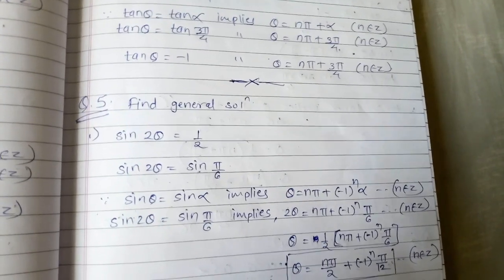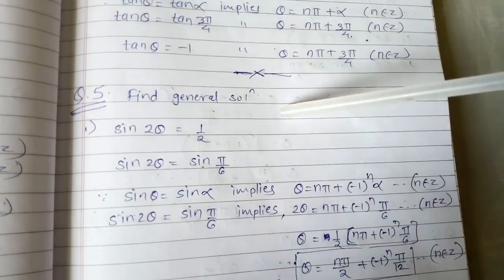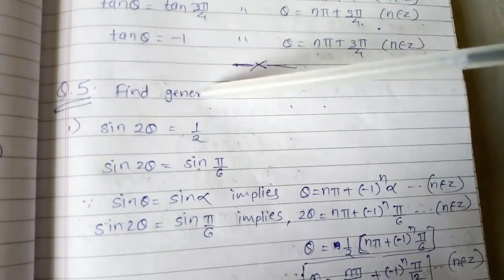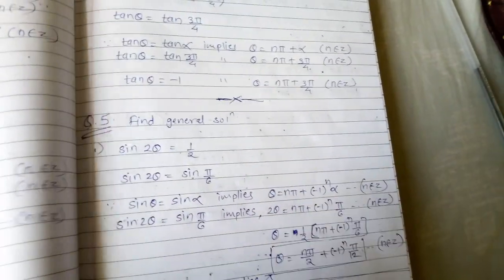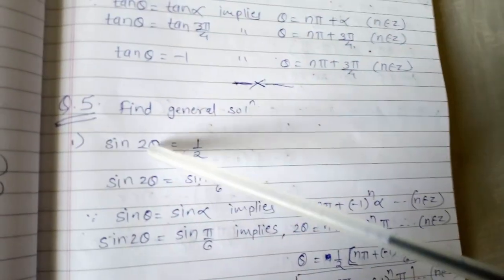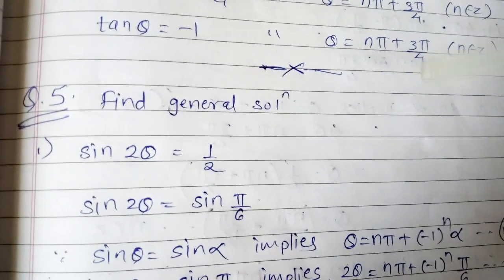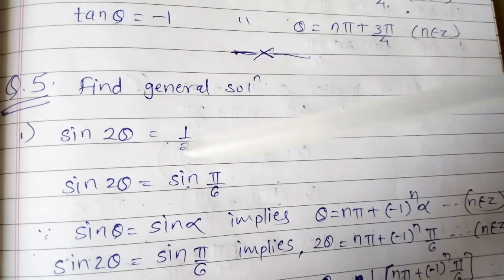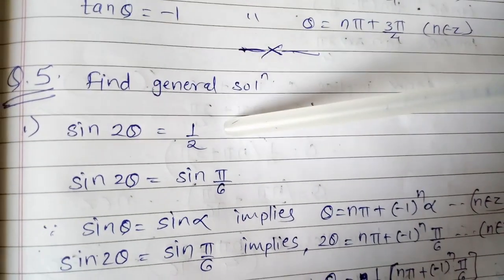Hello students, now I'm going to continue the chapter Trigonometric Functions of 12th standard, and the exercise is the first exercise we are continuing, question number 5. So you have to find out the general solution of the following. The question is sin 2 theta is equal to half.